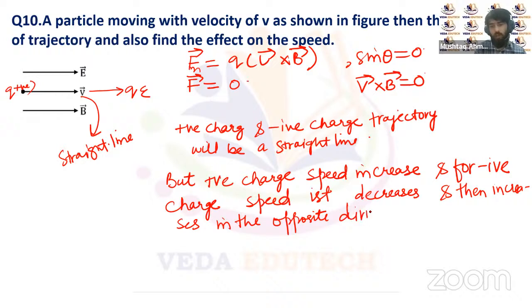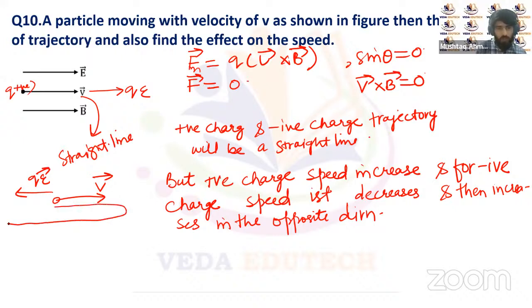For a negatively charged particle, the velocity is along this direction and the electrostatic force will be along this direction. The speed will first decrease, which means the particle will move forward, come to rest, and come back.